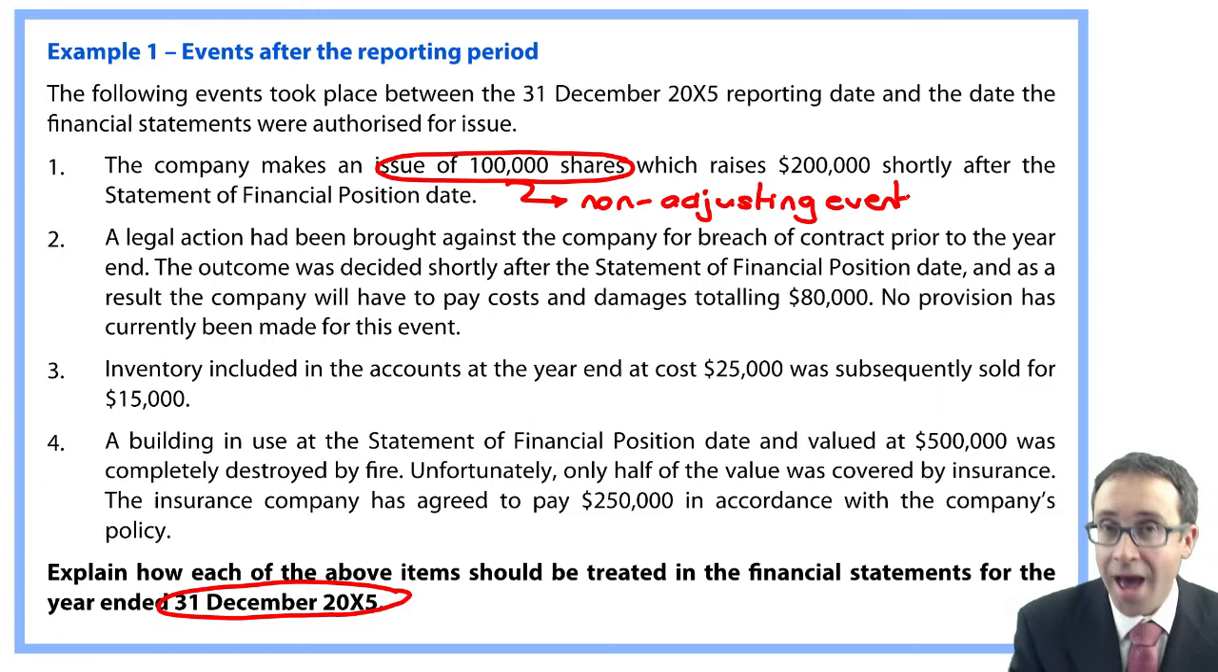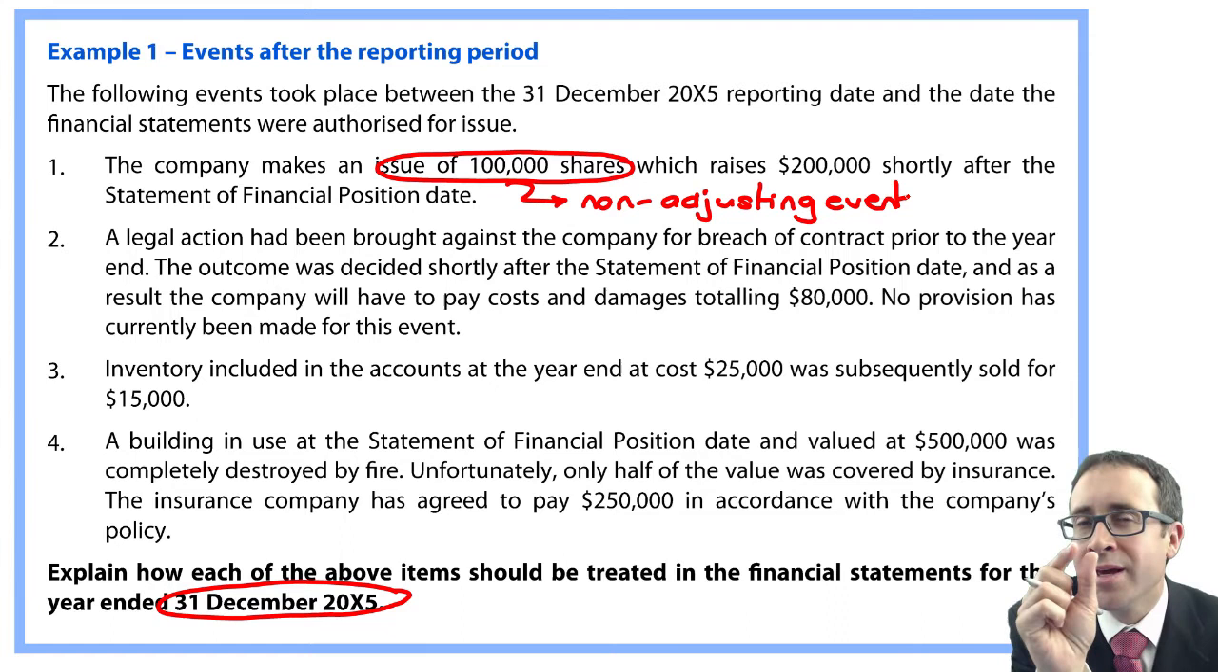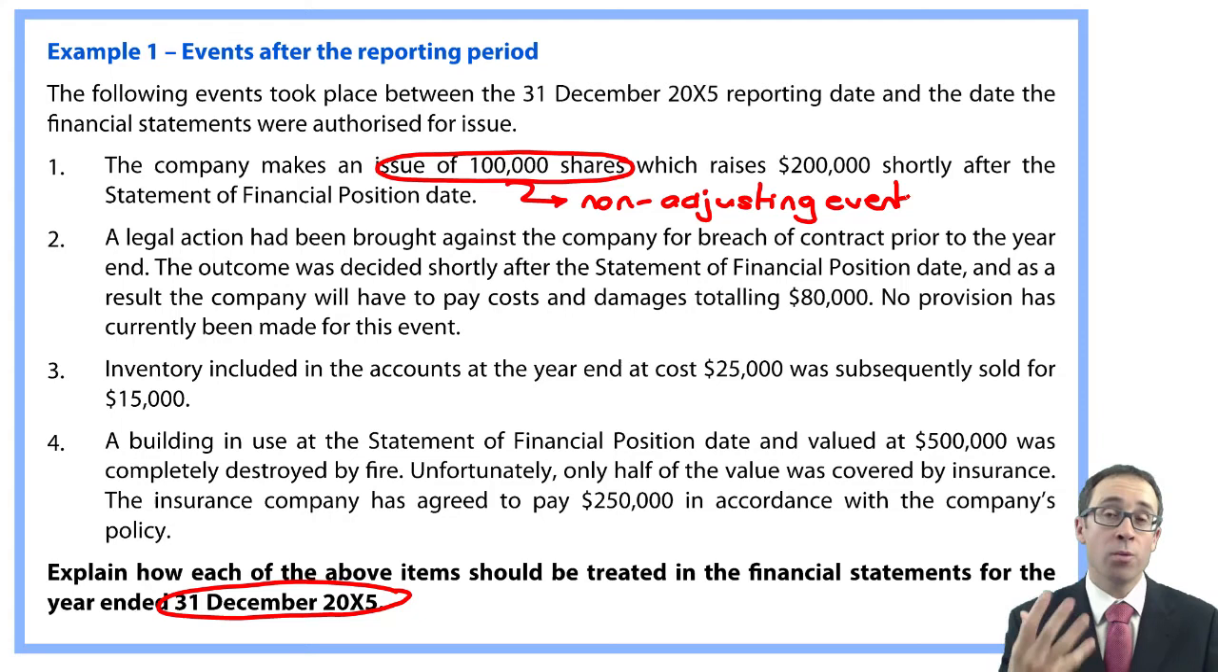However, 200,000 is quite significant, so it will be disclosed. Another really picky point contained within the standard that you may be curious about is that, even though you don't record the issue of shares by debiting bank and crediting share capital and share premium, you do go through and update your earnings per share figure at the year end. So you would incorporate those 100,000 shares being an issue at the reporting date.